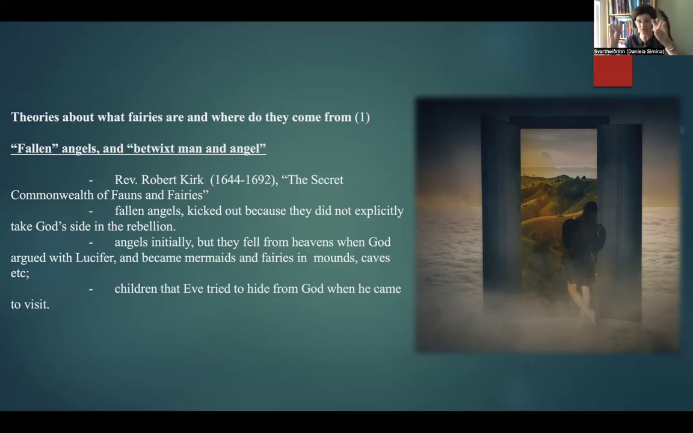So fallen is put in quotation marks because it's not about morally fallen. We're talking about literally fallen from somewhere high up down onto the ground. So fallen here has a physical sense, no moral connotations. And also I put in quotation marks betwixt man and angel because that's actually a quotation from Reverend Robert Kirk, whose name is right here on the slide. He lived between 1644 and 1692, and he wrote The Secret Commonwealth of Fauns and Fairies, which I strongly suggest that you read.